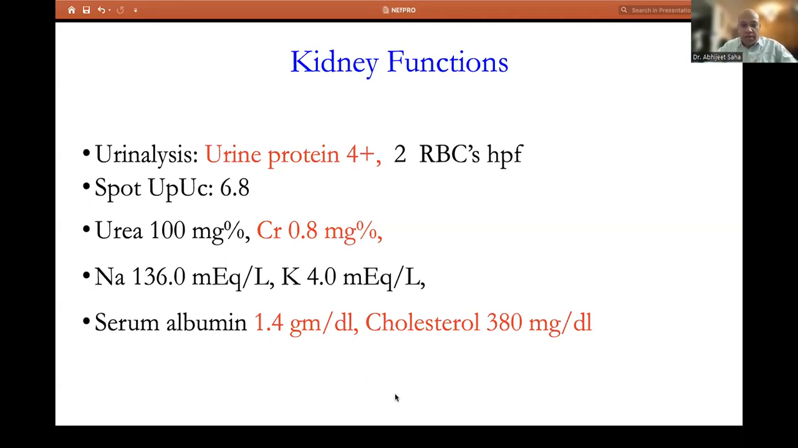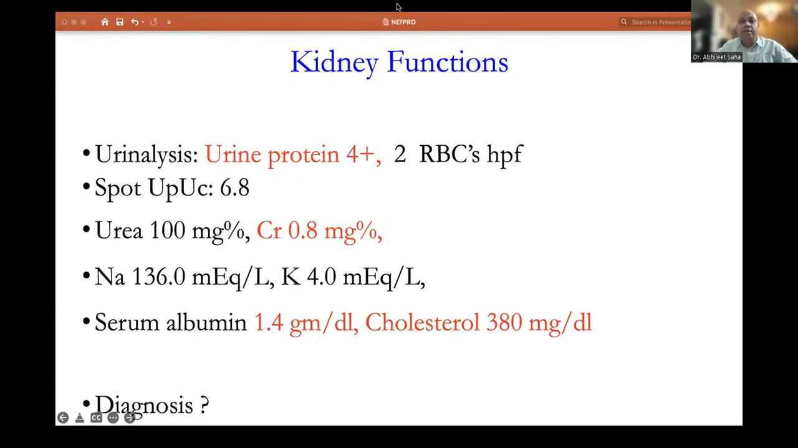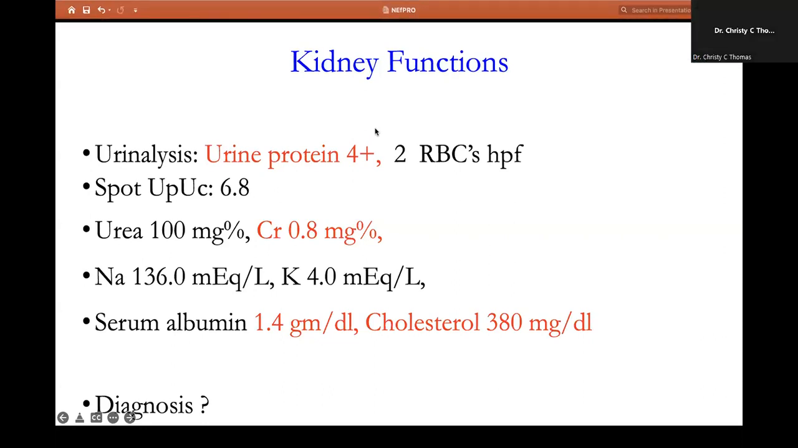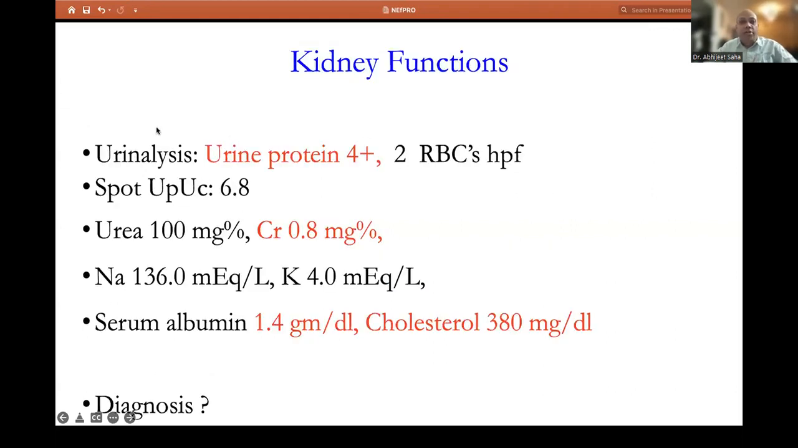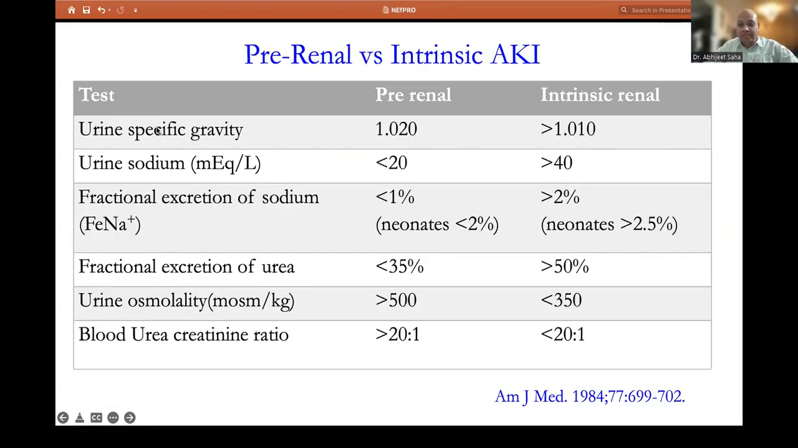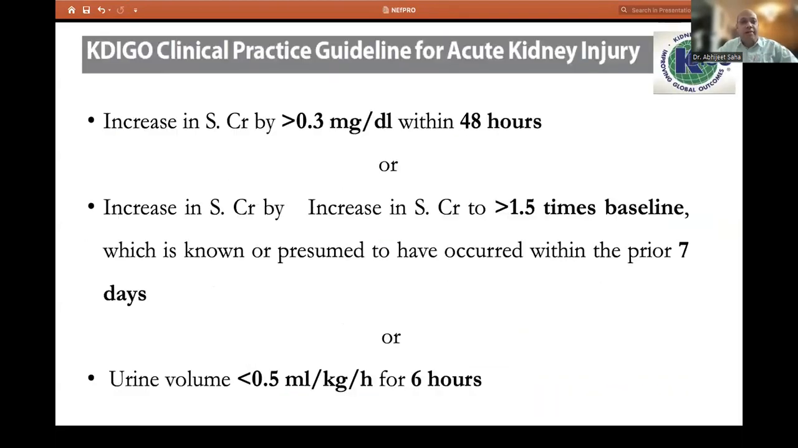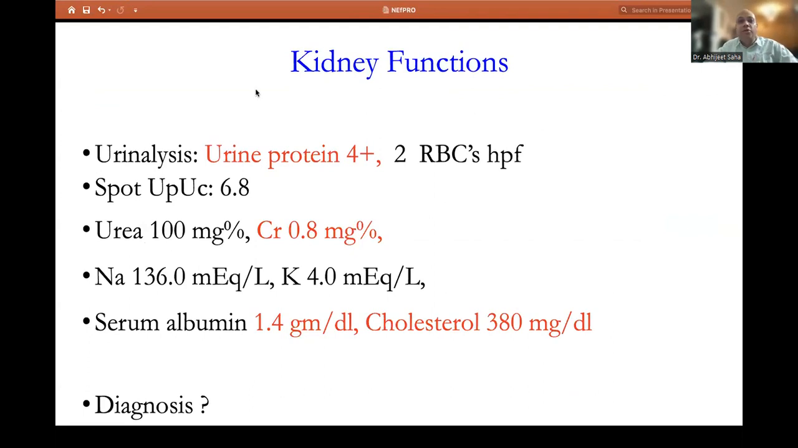So any thoughts on the diagnosis of this child? So you can write in the sections. So at least 20 people have answered nephrotic syndrome. Okay, good. So anything else you want to add to the diagnosis of nephrotic syndrome? Or you think it's nephrotic syndrome only?